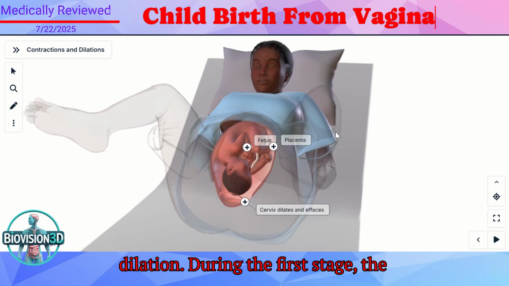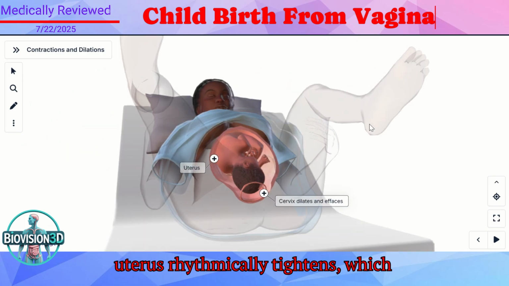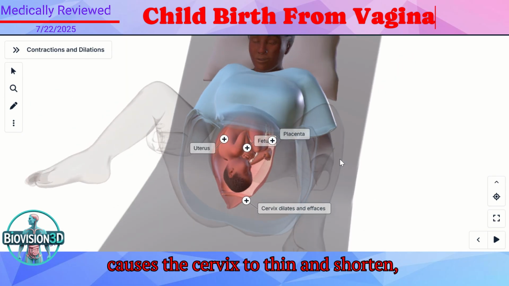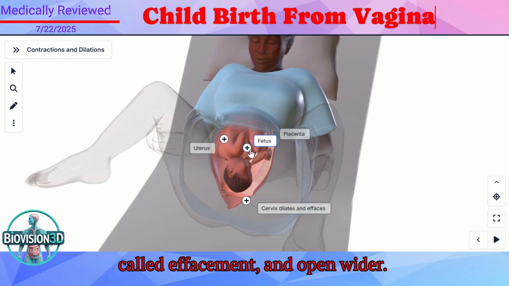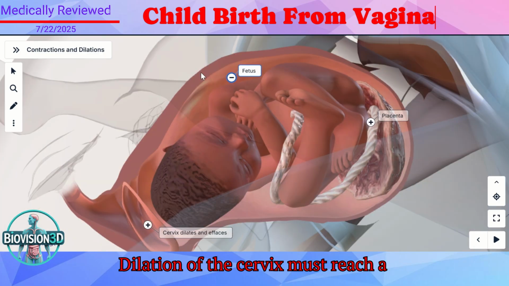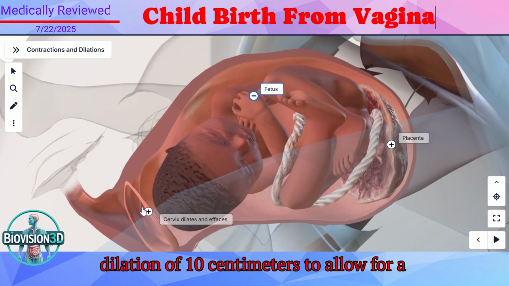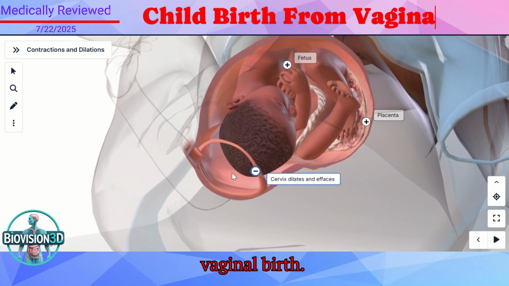During the first stage, the uterus rhythmically tightens, which causes the cervix to thin and shorten, called effacement, and open wider, called dilation. The cervix must reach a dilation of 10 centimeters to allow for a vaginal birth.